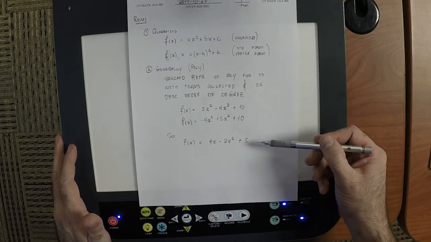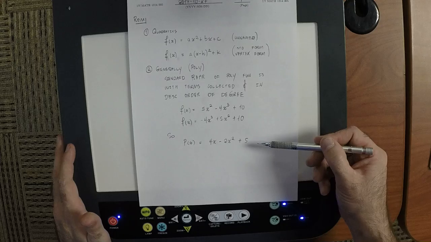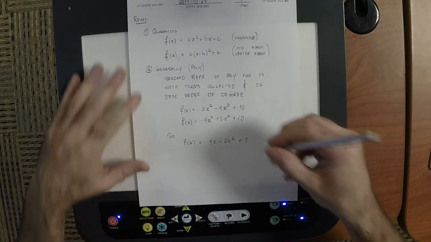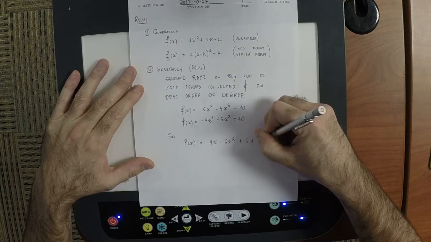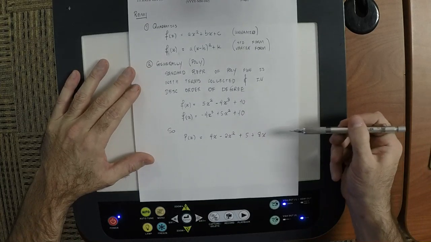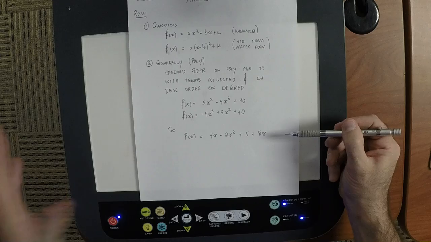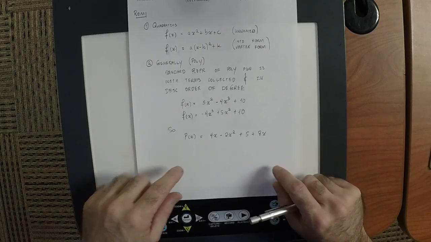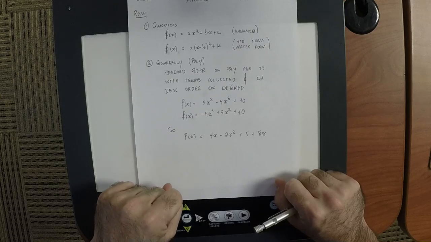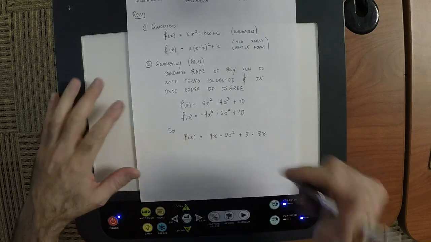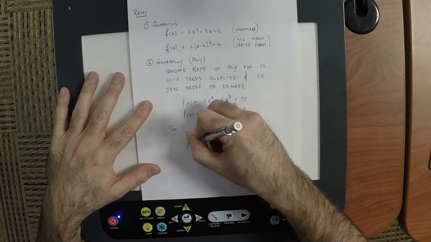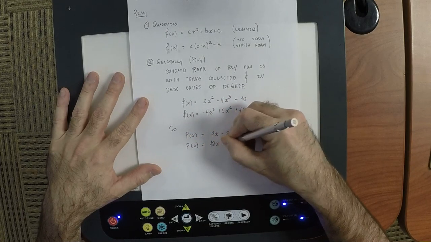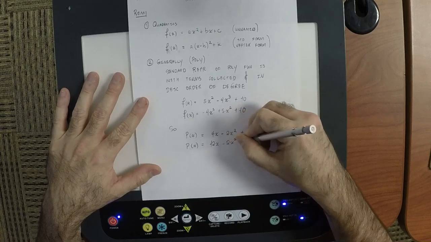But do you also recognize that there's an ambiguity? Because I could, for example, add another 8x here, say. So now this is not the standard representation because not all the terms are collected. So in what way are the terms not all collected? Right, we can combine these. So I could say p of x is 12x minus 2x squared plus 5.